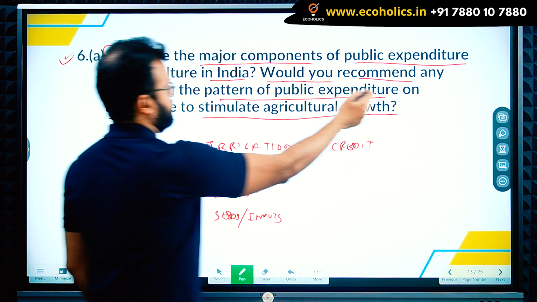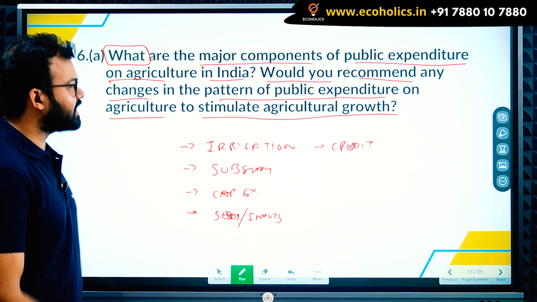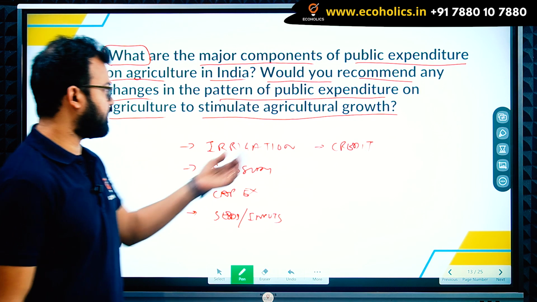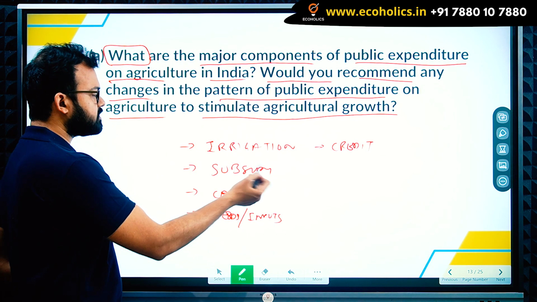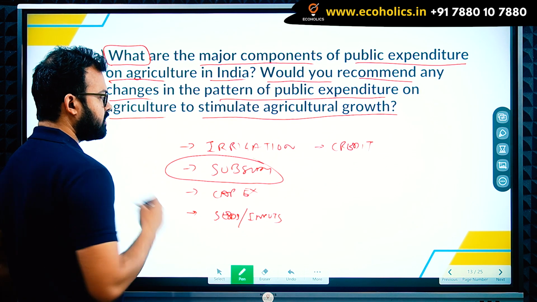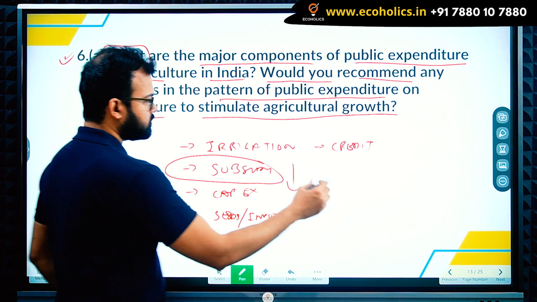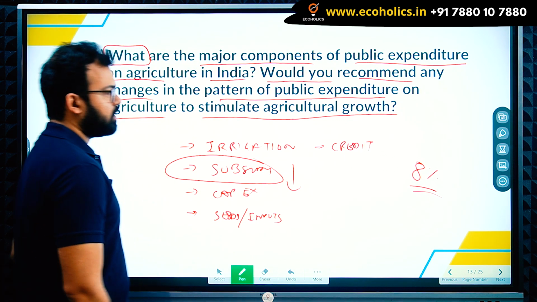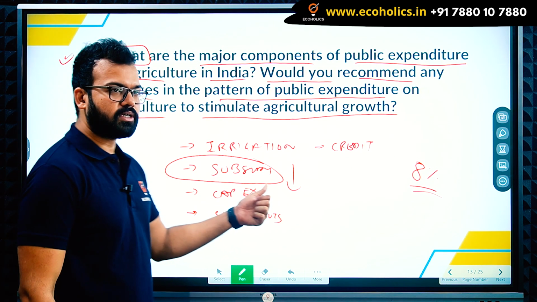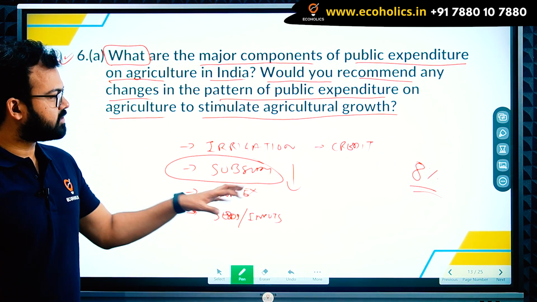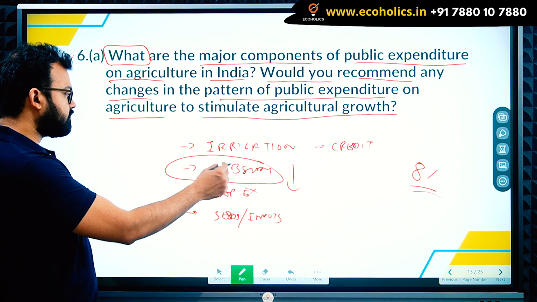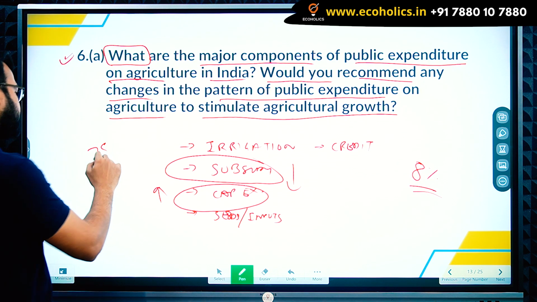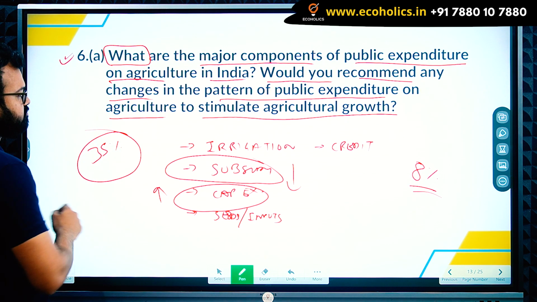Now, would you recommend? Obviously you have to recommend, because they're asking, and this is the second part of the question, which is more important than the first part. Any changes in the pattern? You can say that in the recent budget, the government reduced the subsidy. If you see, 8% of the total budget expenditure of 39 lakh crore goes to subsidy, and it has come down. That's a very good sign: instead of giving subsidies, the government is trying to increase capital expenditure, and capital expenditure increased by 35%.